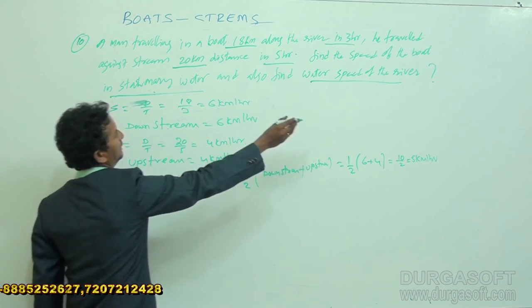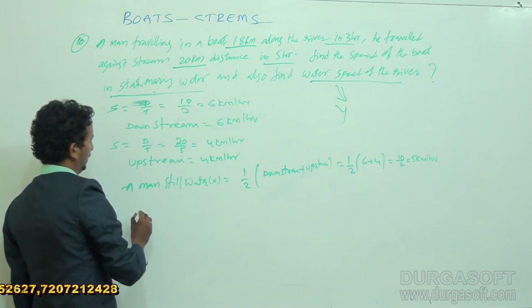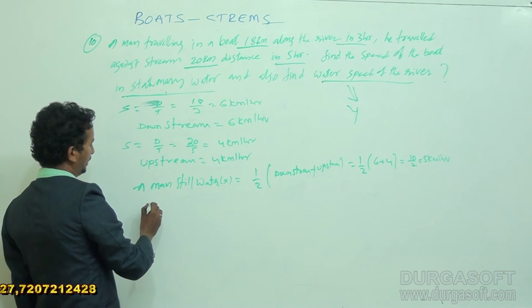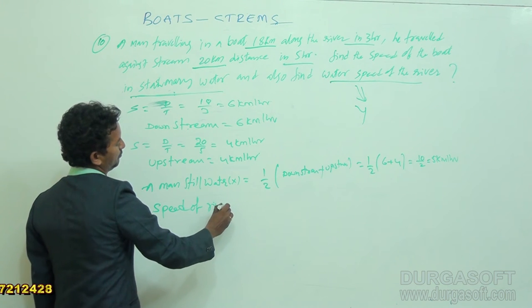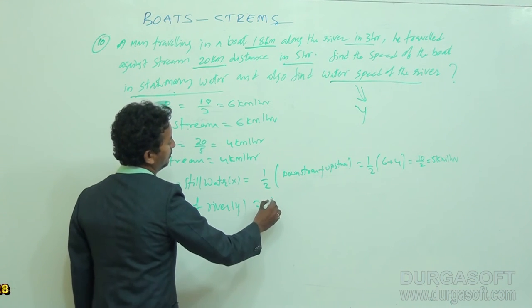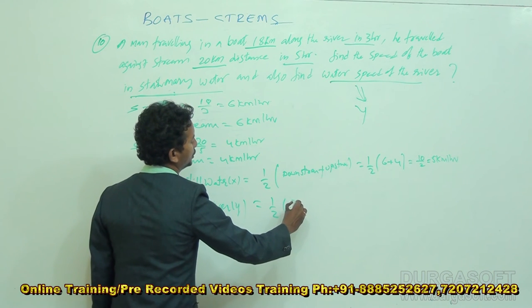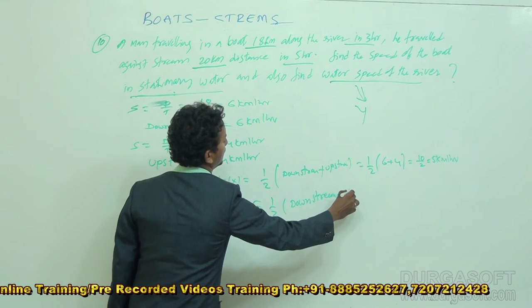Again you are finding the speed of the river, nothing but the y value here. Speed of the river, y is equal to 1 by 2 of downstream minus upstream here.